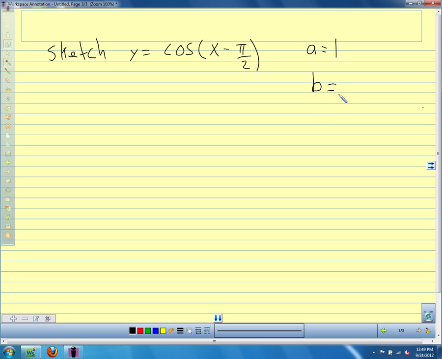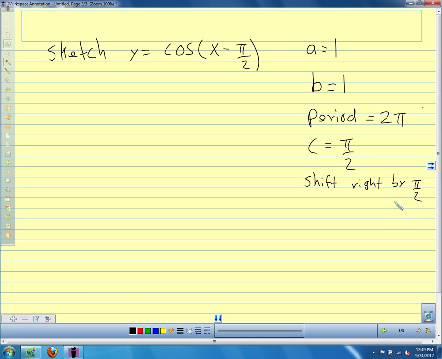What is b? B is 1. Out here in front of the parentheses there's no number, so b is just 1. We're multiplying everything by 1. So our period is 2 pi over b, or 2 pi divided by 1. So our period is still 2 pi. And what is our c for this function? C is pi over 2. So I'm shifting this cosine function which direction by pi over 2? When I subtract, I shift right. So this tells me I've shifted right by pi over 2.